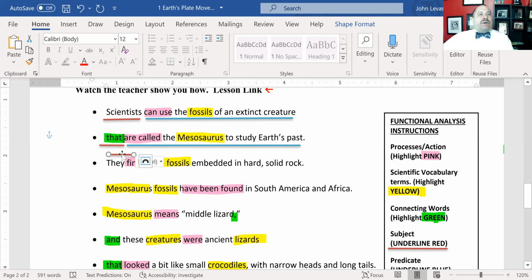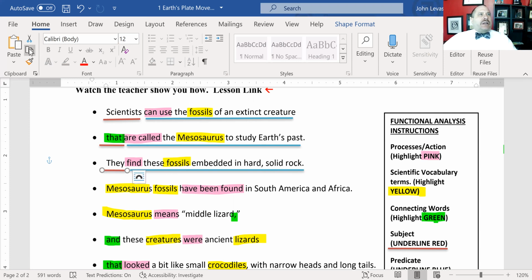The next clause, since we had a period, we're beginning a new sentence: they. And what does they refer to? They find these fossils embedded in hard rock. They must be the scientists who use fossils. And what about these scientists? Well, they find these fossils embedded in hard, solid rock. Period.